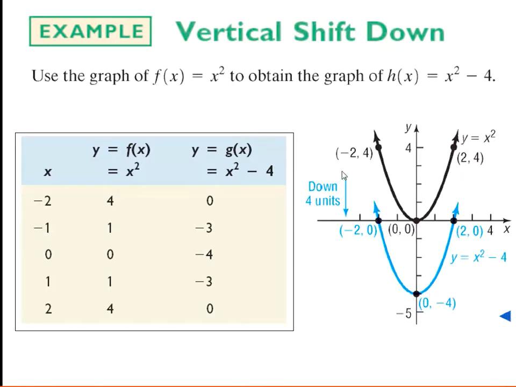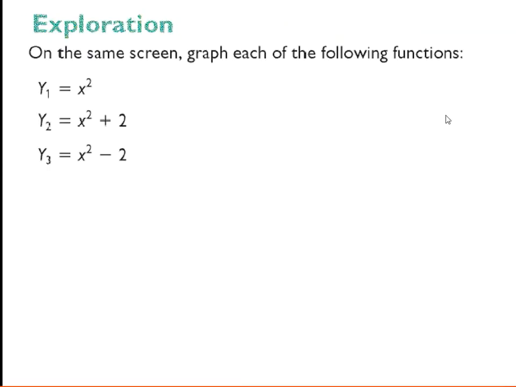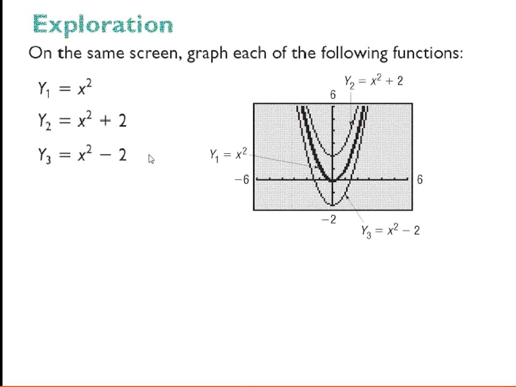Now what we want to be able to do is generalize this idea. Whenever I add or subtract a number outside the square function, that's a vertical shift. Here's a summary of a couple of examples: x squared, x squared plus 2, and x squared minus 2. If we were to take out our calculator and graph those three equations, I would see this idea. Here's the original x squared, here's x squared plus 2, moved up 2, and here's x squared minus 2. It's the same shape graph, I'm just shifting vertically.